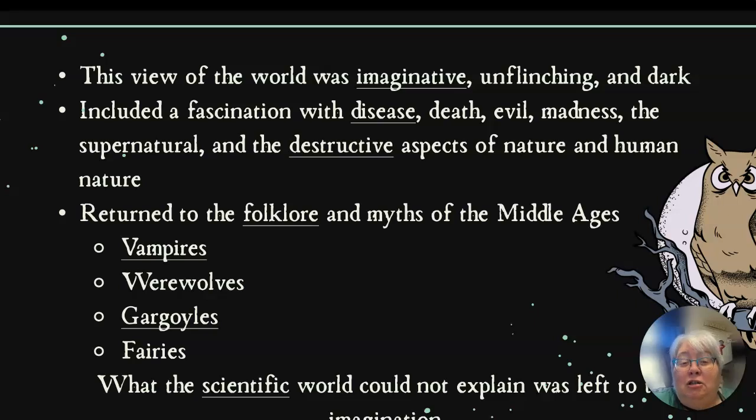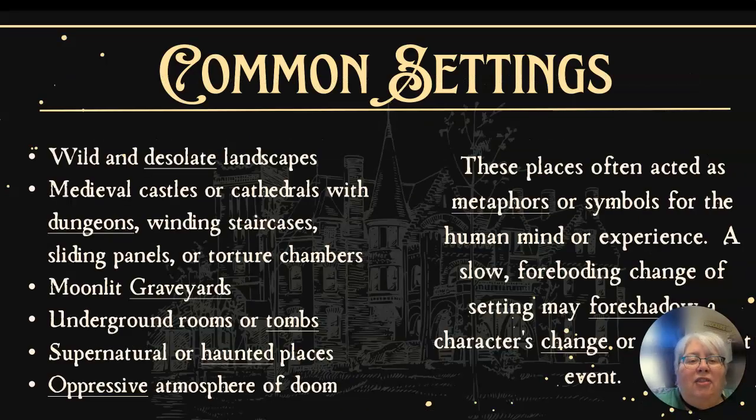Gothic stories tend to include things like vampires, werewolves, gargoyles, fairies, and dark imagery. Pretty much what the scientific world cannot explain is left to the imagination. Common settings in Gothic literature are wild and desolate landscapes, medieval castles or cathedrals with dungeons, winding staircases, sliding panels, or torture chambers, moonlit graveyards, underground rooms or tombs, supernatural or haunted places, and an oppressive atmosphere of doom. These places often acted as metaphors or symbols for the human mind or experience. A slow, foreboding change of setting might foreshadow a character's change or a future plot event.